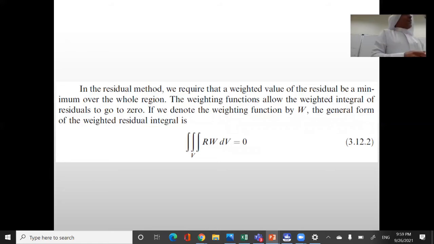What is the weighting function? The weighting function, when it comes to the Galerkin method, is the shape function. W is the shape function. If you take R and multiply it by N, the shape function, and integrate, you will get the Galerkin method, and you will get exactly the stiffness that you are looking for.